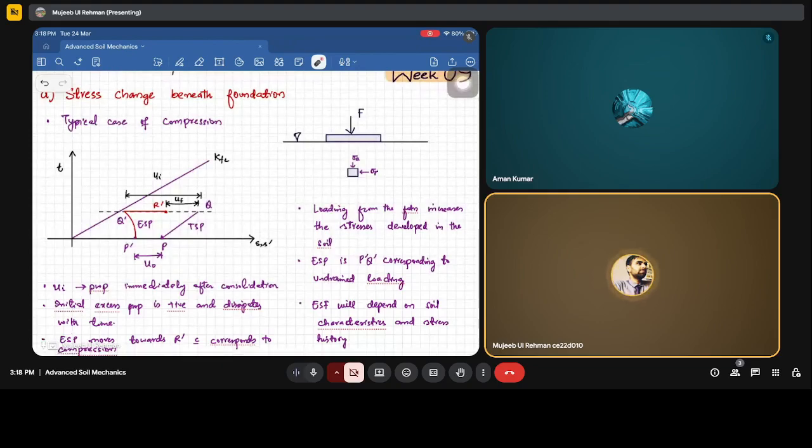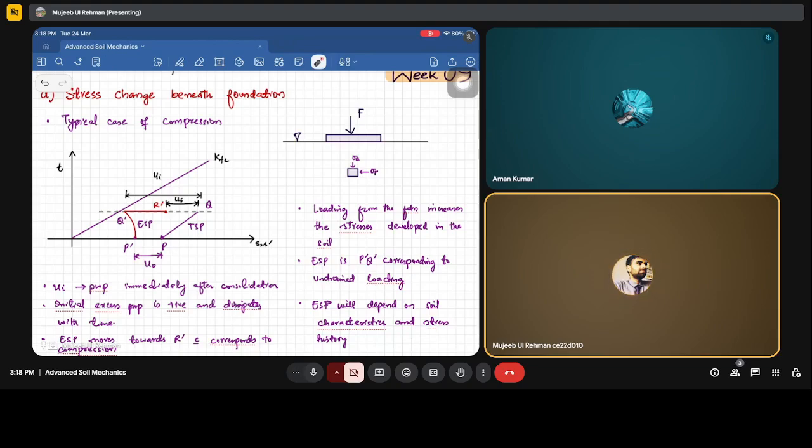The effective stress path will depend on the soil characteristics, and it will also depend upon the stress history. As we have seen in the last lecture, how the ESP, the effective stress path, changes with a parameter that considers the stress history, and also how the soil characteristics affect the effective stress path. So we have to repeat this again and again in order to understand that the ESP is a dependent parameter, which depends upon the soil characteristics and stress conditions.